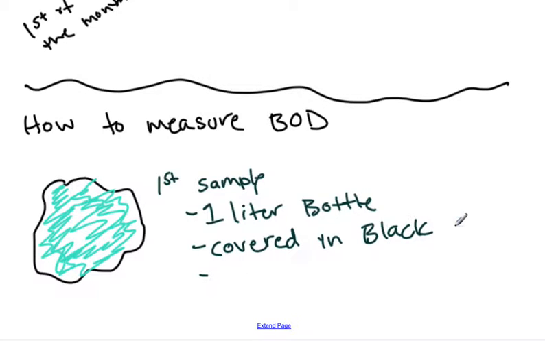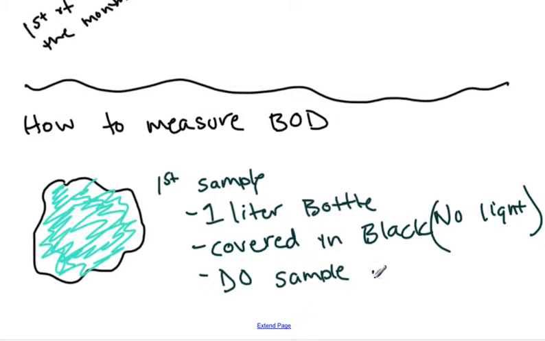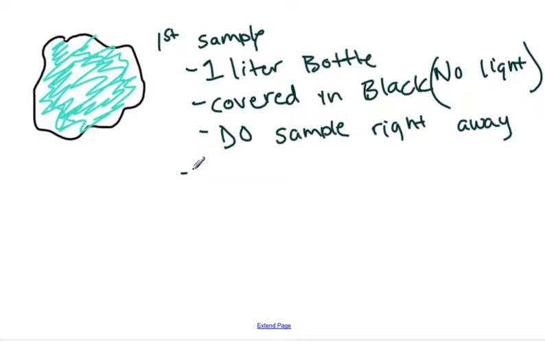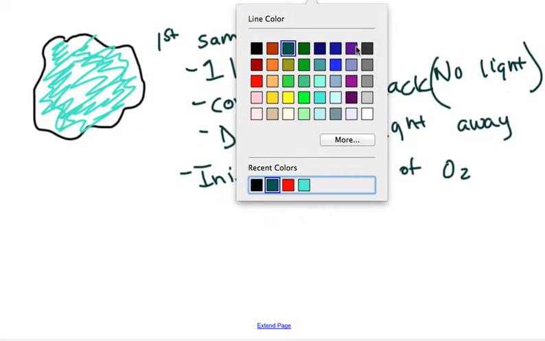The reason for this is we don't want photosynthesis, so no light needs to get through. Because if we have photosynthesis going on, we have an increase in oxygen. And I'm going to take my dissolved oxygen sample right away. So what that's going to give me is the initial amount of oxygen present. Let's do purple.